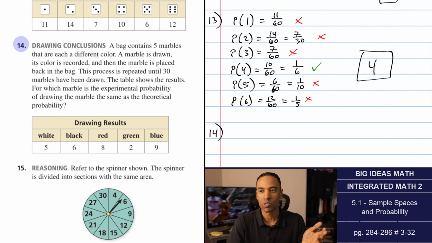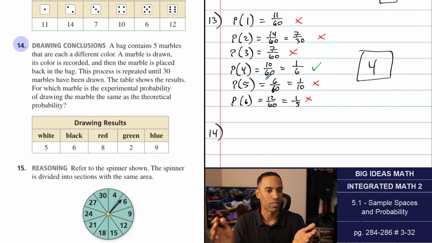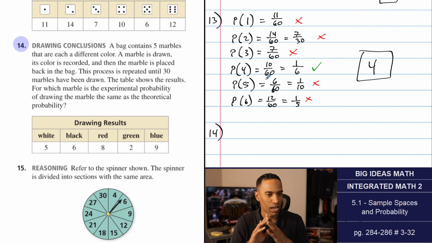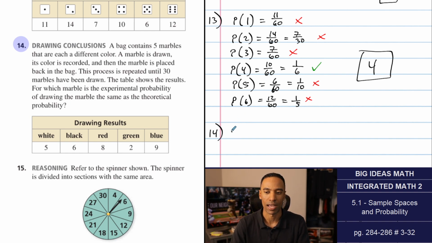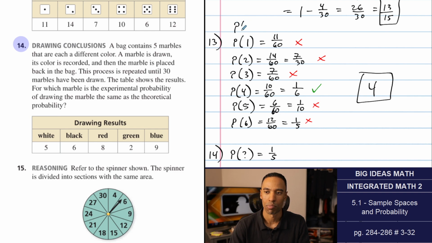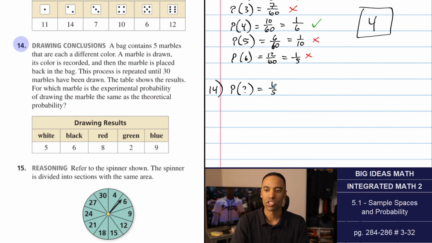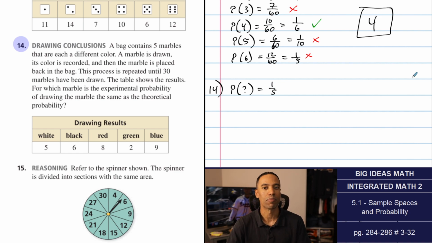So at this point, I think it's important for us to talk about the idea: 5 marbles, each a different color. They're all equally likely to be drawn. So we're looking for which one gets us 1/5. I know I didn't write that last time. Probably should have. Last time, it would have given us 1/6 because that was in theory. And so which one would give us 1/5? Which one is something divided by 30?